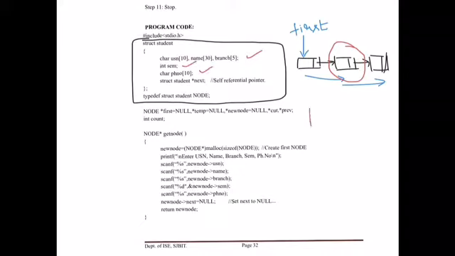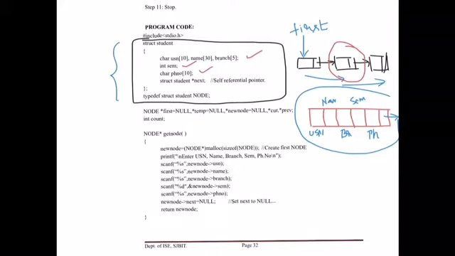So this is represented by USN, this by name, this by branch, this by semester, this by phone number, and this would be your next address, the link. This is how the entire thing will be formed. This formation is done with the help of your structure. When I say struct student, it constitutes everything.